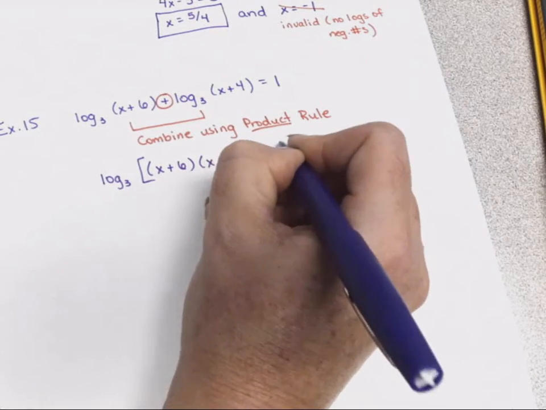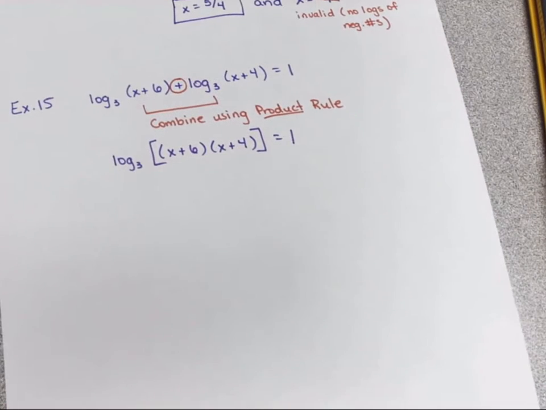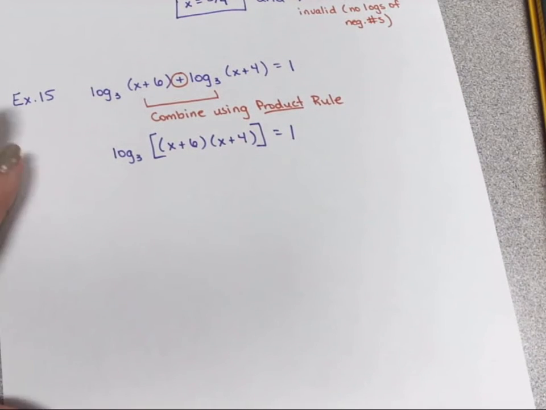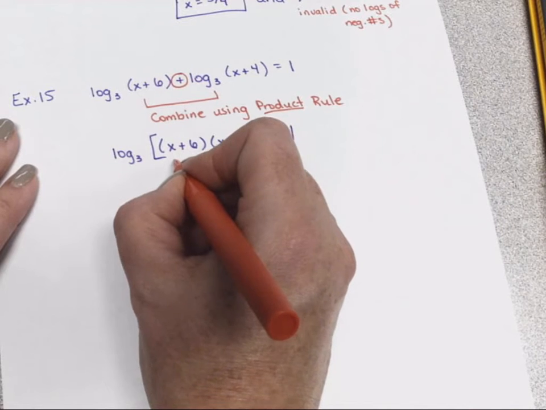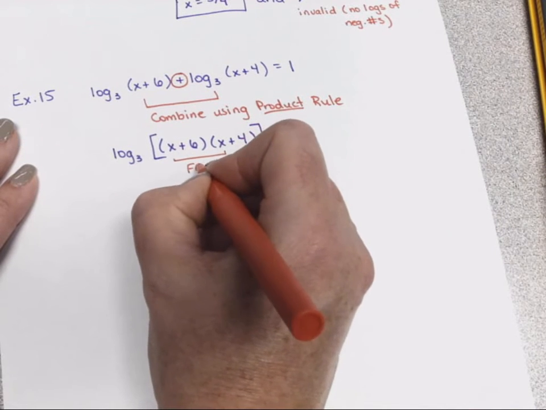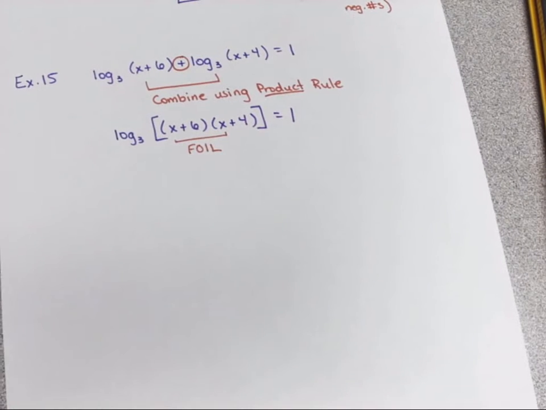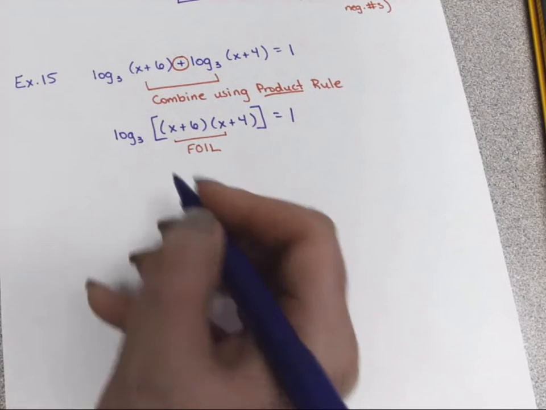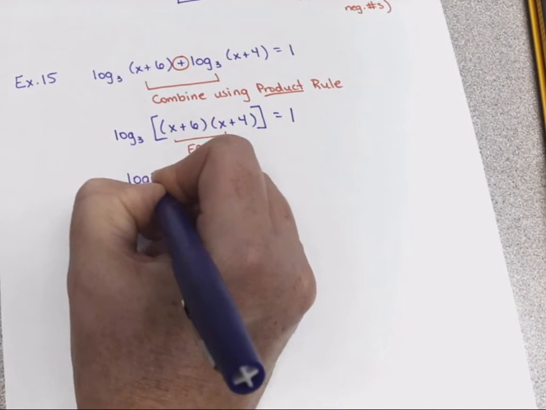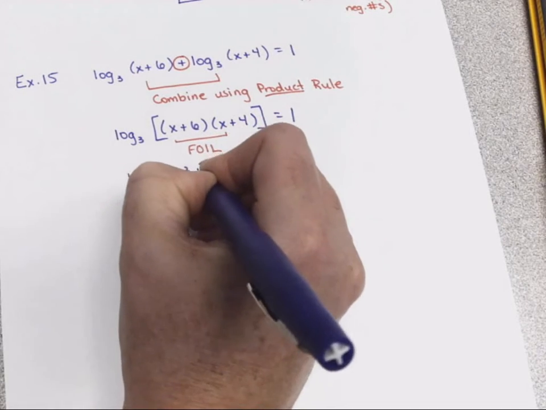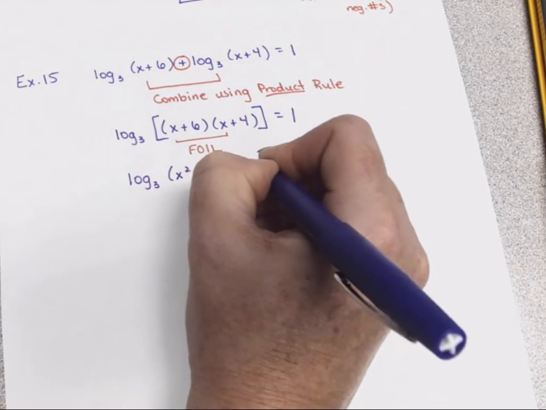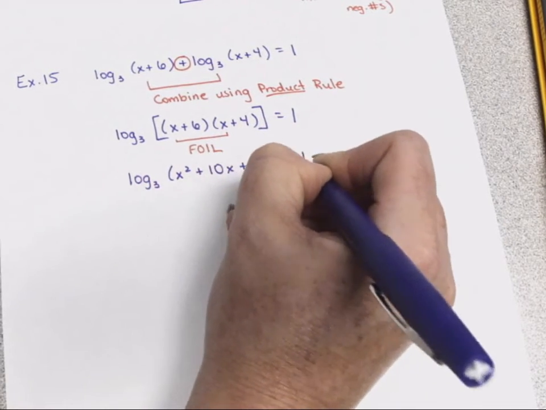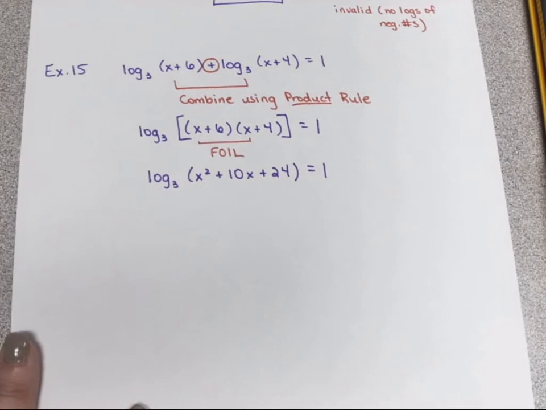So I'm going to put brackets around this. So ignore the log for now. What do we need to do to simplify this? We need to do FOIL, right? We need to figure out what x plus 6 times x plus 4 is, okay? So if you do all the steps of FOIL, you'll get x squared plus 10x plus 24. I'll let you do the FOILing just to verify that you got it.